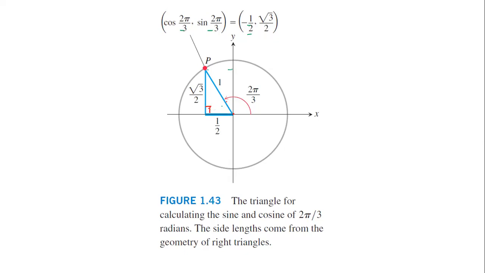Okay? So since this angle is a right angle, and this is 1 for the hypotenuse, and this is half, the adjacent is half, so this angle must be what? Pi divided by 6, right? If this is pi divided by 6, this angle must be what? Pi divided by 3, right?